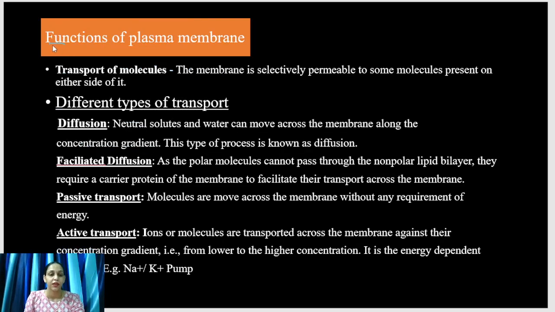Now, functions of the plasma membrane. This is the main function of the plasma membrane, transport of molecules. The membrane is selectively permeable to some molecules present on the either side.